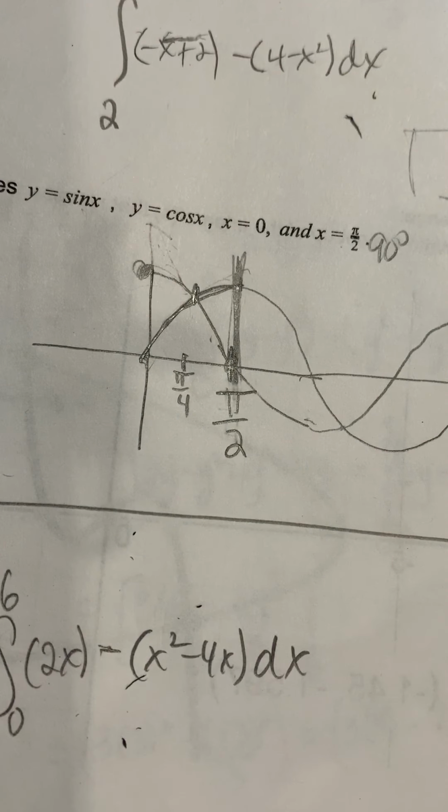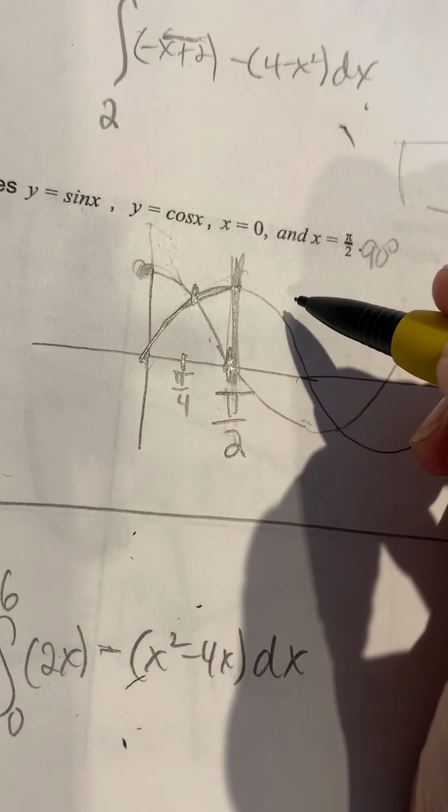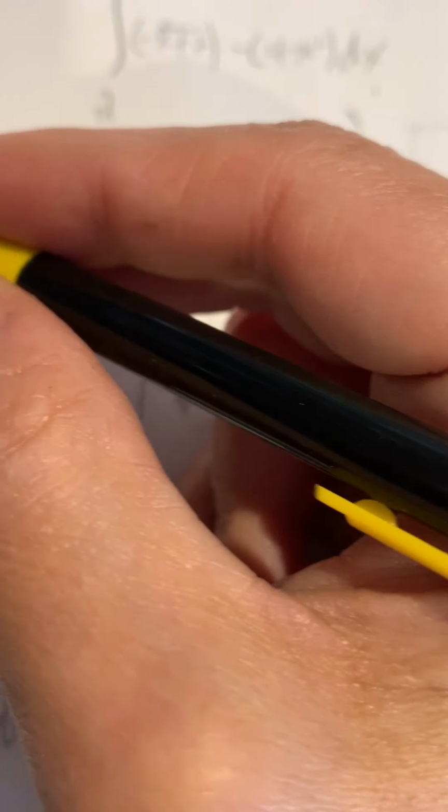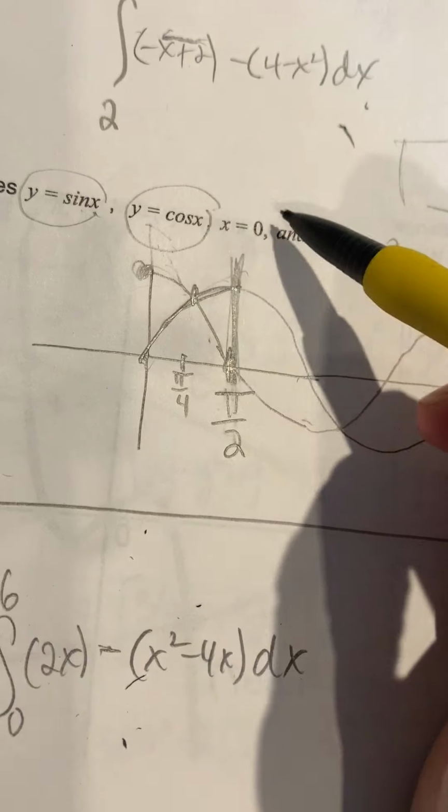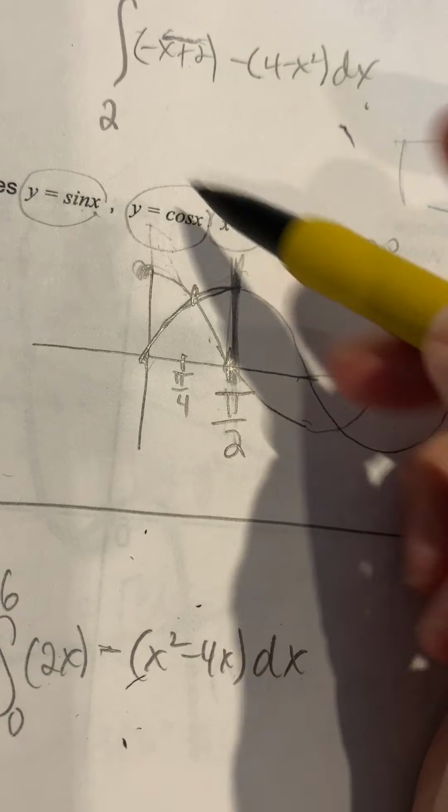Okay, so they want you to find the area that is specifically enclosed by the sine curve, the cosine curve, and x equals 0, which I did not mark, that's this part.